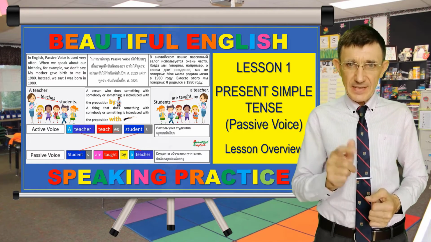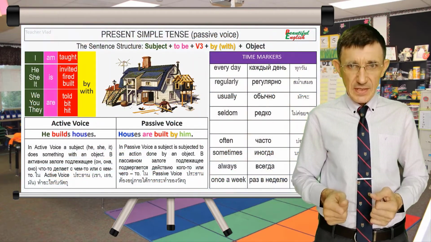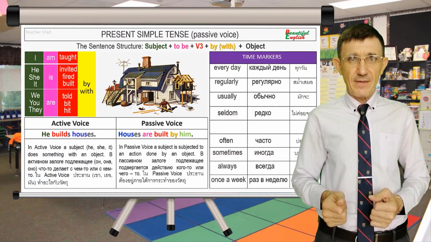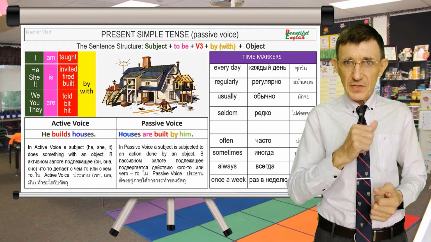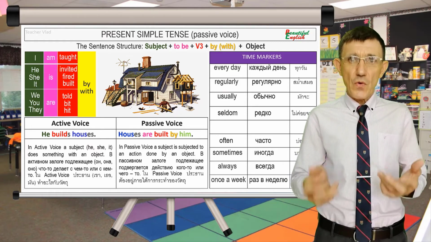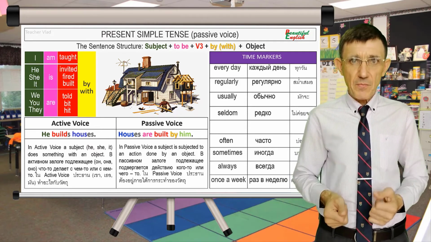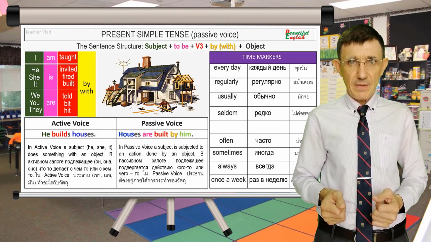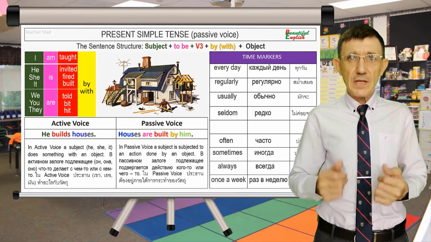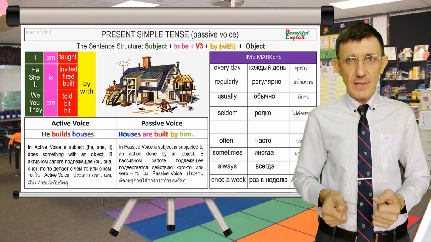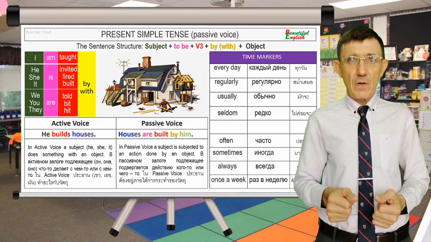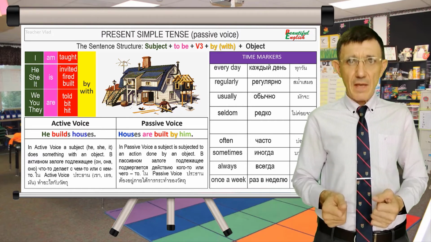Let's have a look at this slide. The first thing you should understand and remember is the sentence structure: subject, auxiliary verb to be, verb 3, and a preposition by or with, if necessary. On the left, you see the sentence structure in colors. On the right, you see time markers.